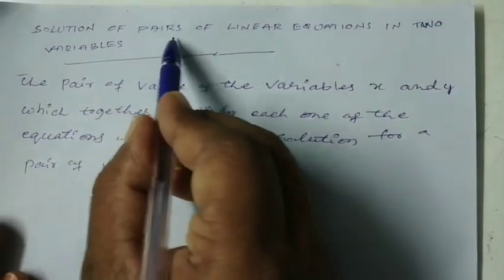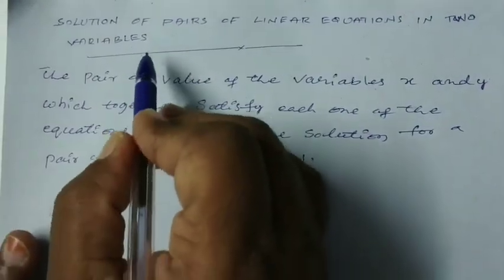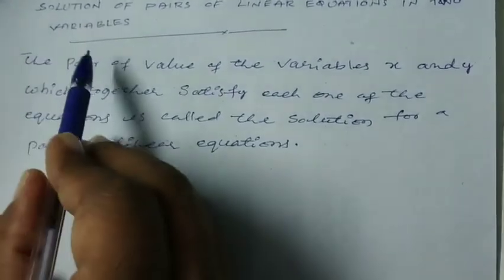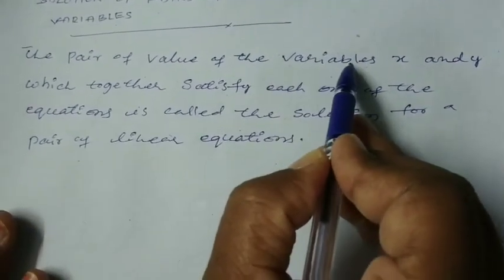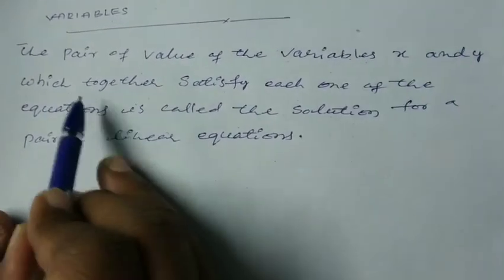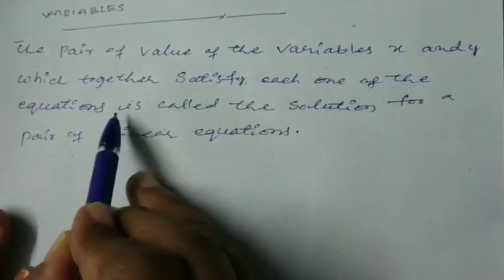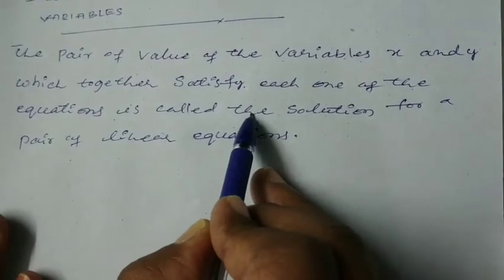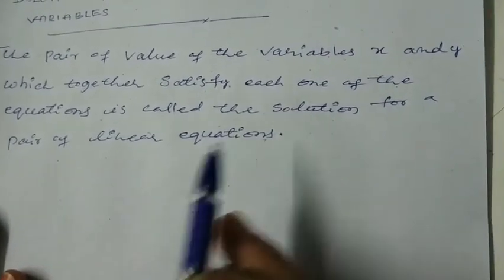Solution of pairs of linear equations in two variables. This is the definition: the pair of values of the variables x and y which together satisfy each one of the equations is called the solution for a pair of linear equations.